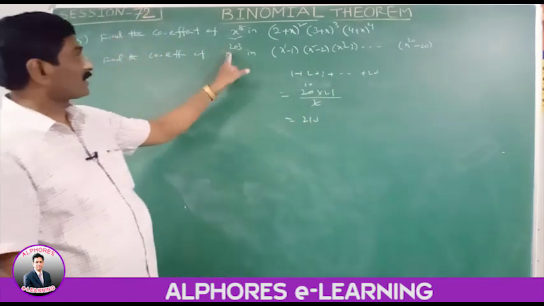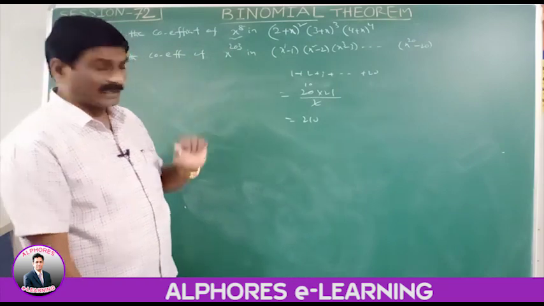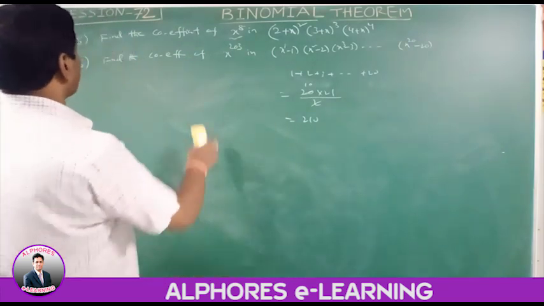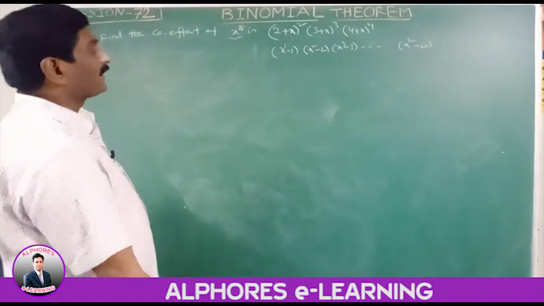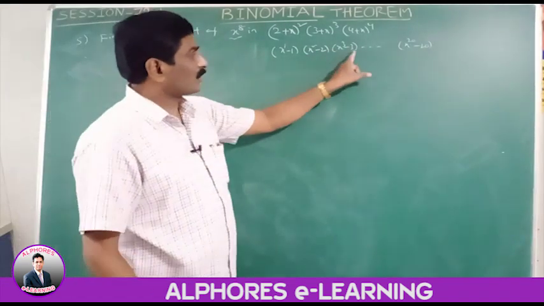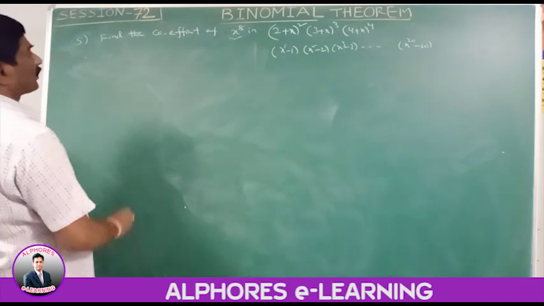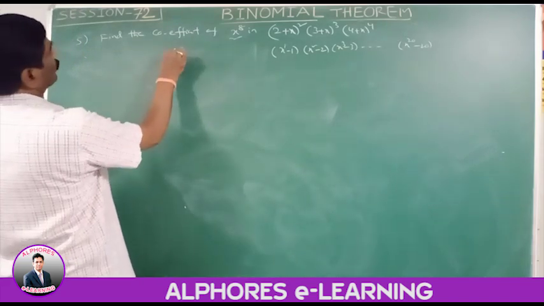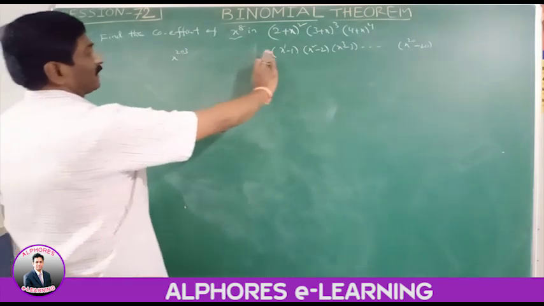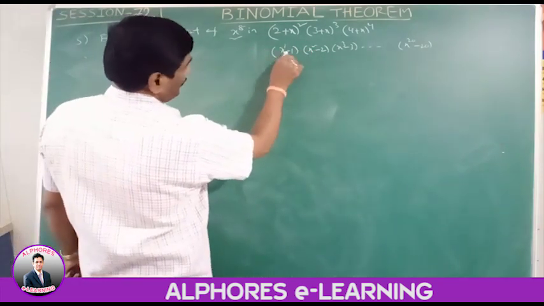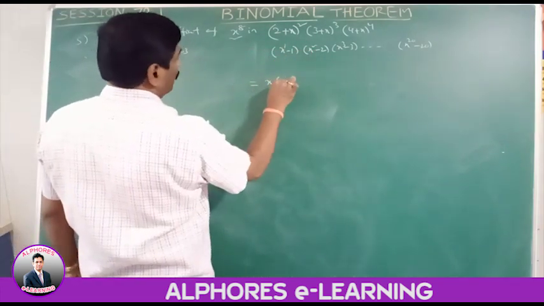Next we find the coefficient of x power 203. Okay, please observe this value. What is the expansion? (x minus 1) into (x square minus 2) into (x cube minus 3) so on. Now we find the coefficient of x power 203. First we reduce this equation in this way. Here what is the common term? x. x of (1 minus 1 by x).